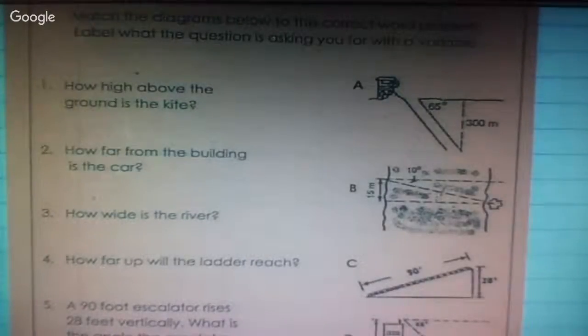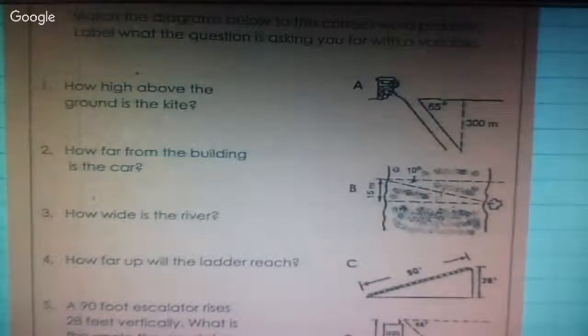Okay, so in a word problem, the most important thing is to decipher what they're saying. Can you draw a picture that goes along with what they're saying? On this first page, I've given you pictures and the word problems. I want you to match the word problem to the picture, and then we are going to label the side that we need to find with our variable.